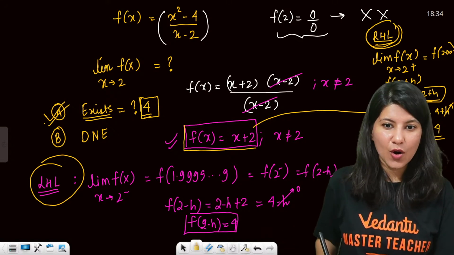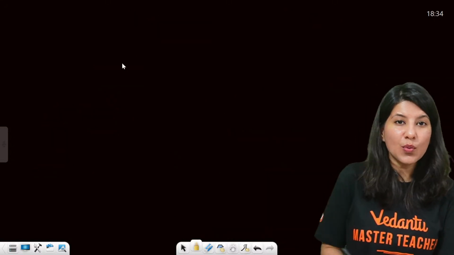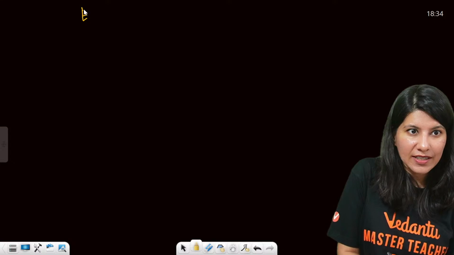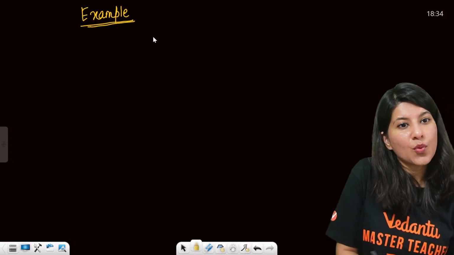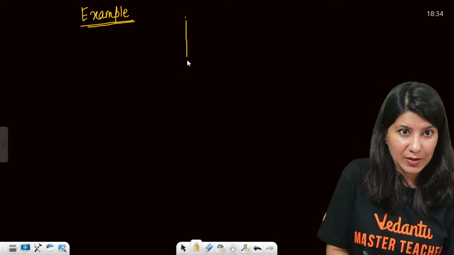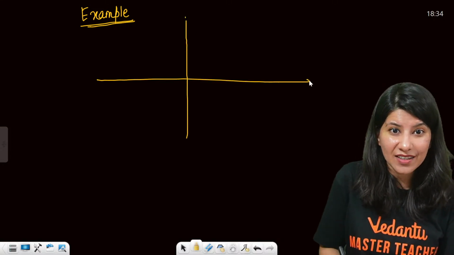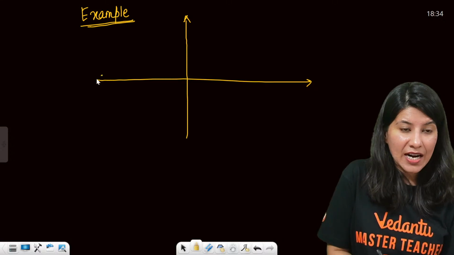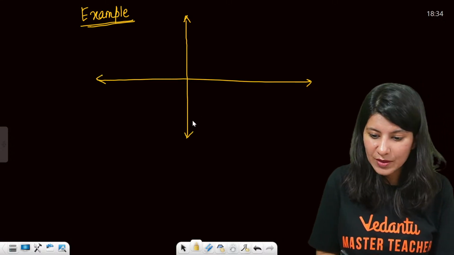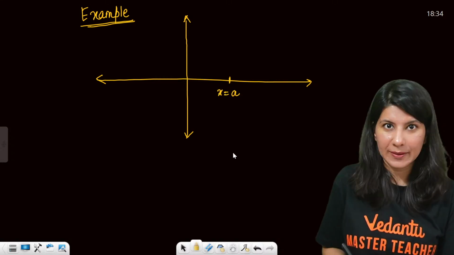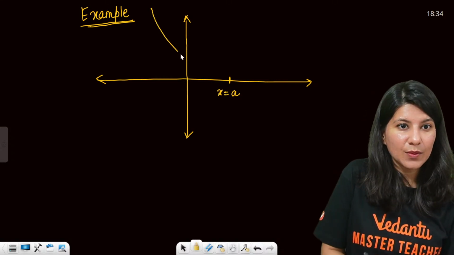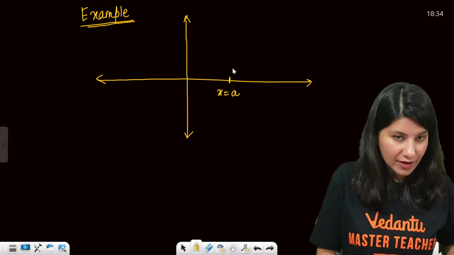Perfect. All right, now let me give you one more example, a graphical example, and you let me know what you think about the graphs. I want you to understand the graph also. Understanding of the graph should also be very, very important. So this is x equal to a, and now this is your graph.